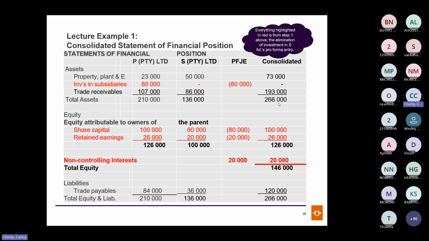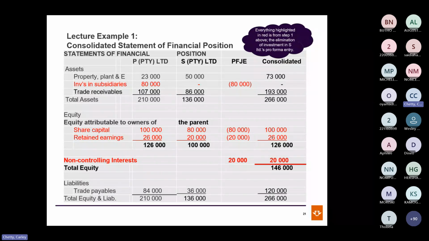You must actually give us the workings which show how you got to that consolidated column. Okay. And then everything in this page highlighted in red, this is from step 1. So all the items highlighted in red, those come from your pro forma journal entries. Okay, so it's really a process.